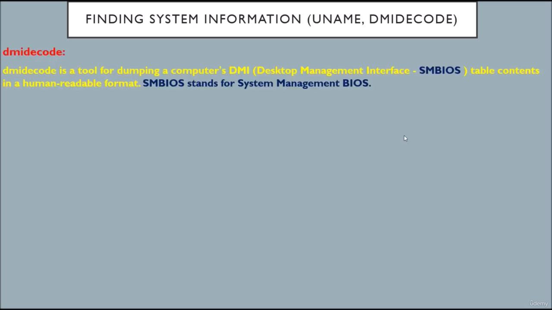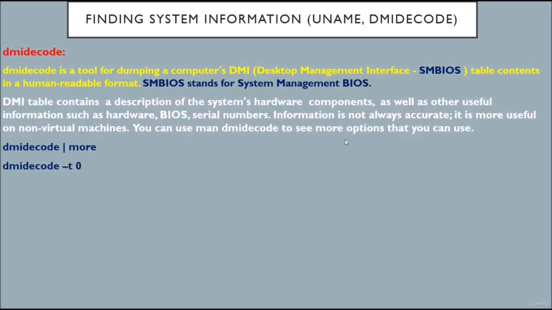dmidecode is a tool for dumping a computer's DMI. What is DMI? DMI stands for Desktop Management Interface, also known as SMBIOS. Now, it shows table contents in a human readable format. SMBIOS stands for System Management BIOS. The DMI table contains a description of the system's hardware components.